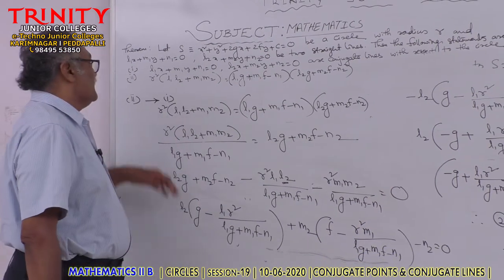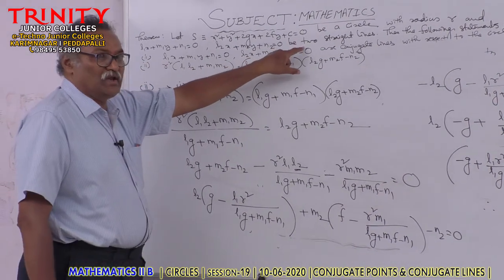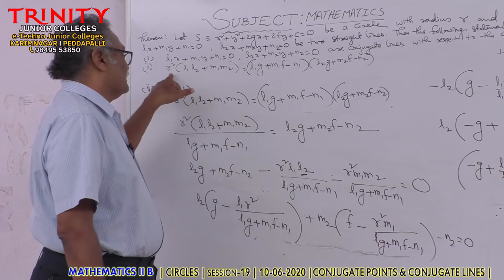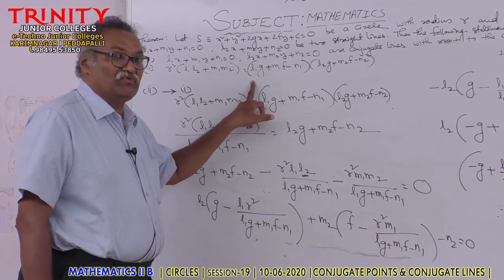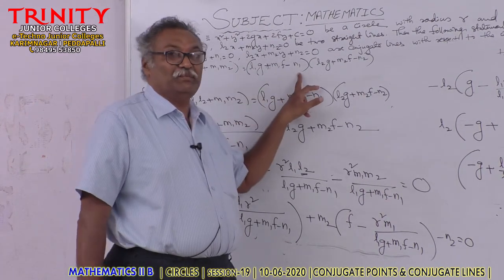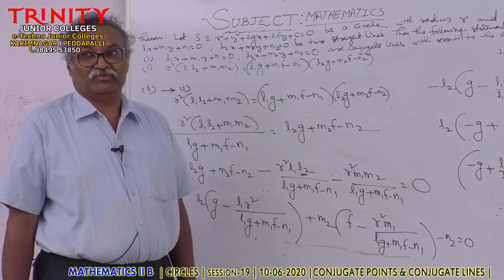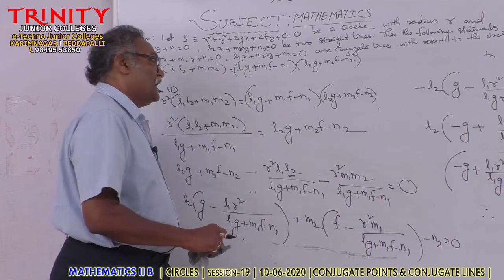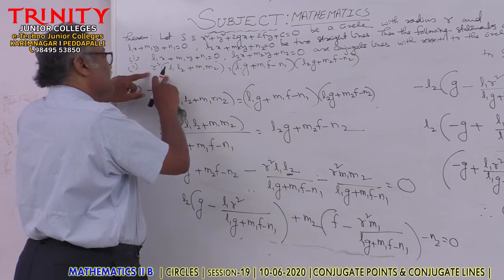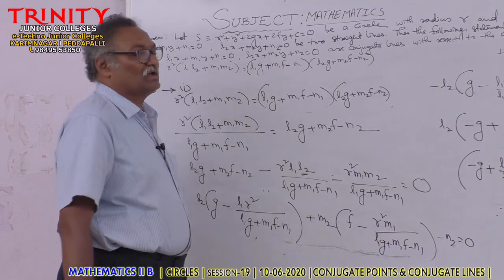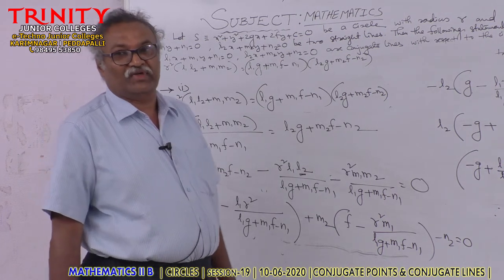Observe here, if these two lines are conjugate lines, then r square into L1 L2 plus M1 M2 is equal to L1G plus M1F minus N1 into L2G plus M2F minus N2. And if they satisfy this one, these two lines are conjugate lines with respect to the circle.